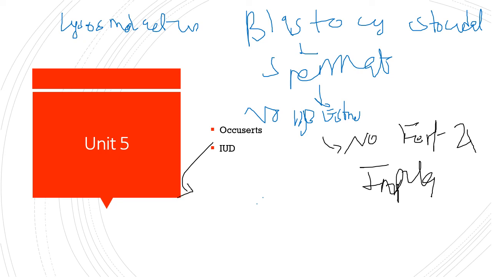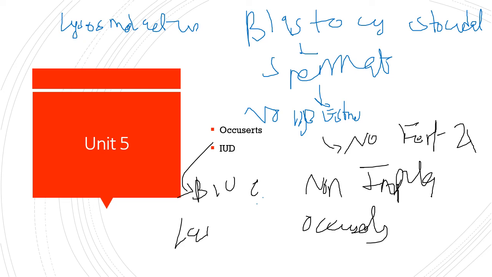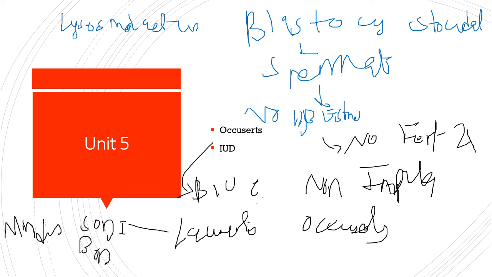Ocuserts. In ocuserts, you have basically different types, like bioerodible and non-bioerodible. You have ocuserts and you have one term called lacrisert. Lacrisert is also further synonymous with mini disc and SODI and BODI. What is this SODI and BODI? Soluble ophthalmic drug inserts, bioadhesive ophthalmic drug inserts. These are called lacriserts.